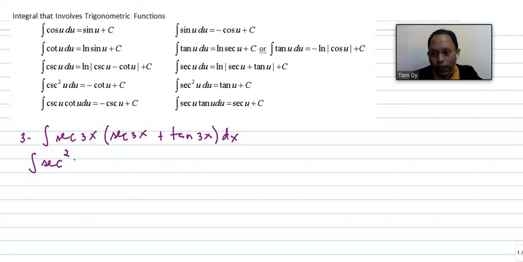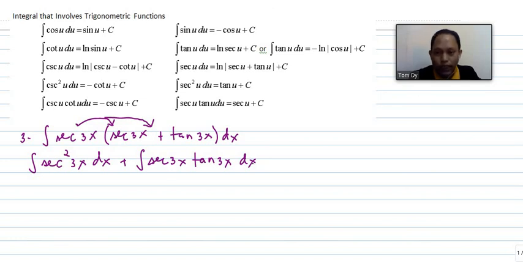Plus secant 3x times tangent 3x. So I will distribute, and then we have the integral of secant squared 3x dx plus the integral of secant 3x tangent of 3x dx. We distribute the secant 3x to this one and multiply to tangent 3x, so the result is secant 3x tangent 3x.